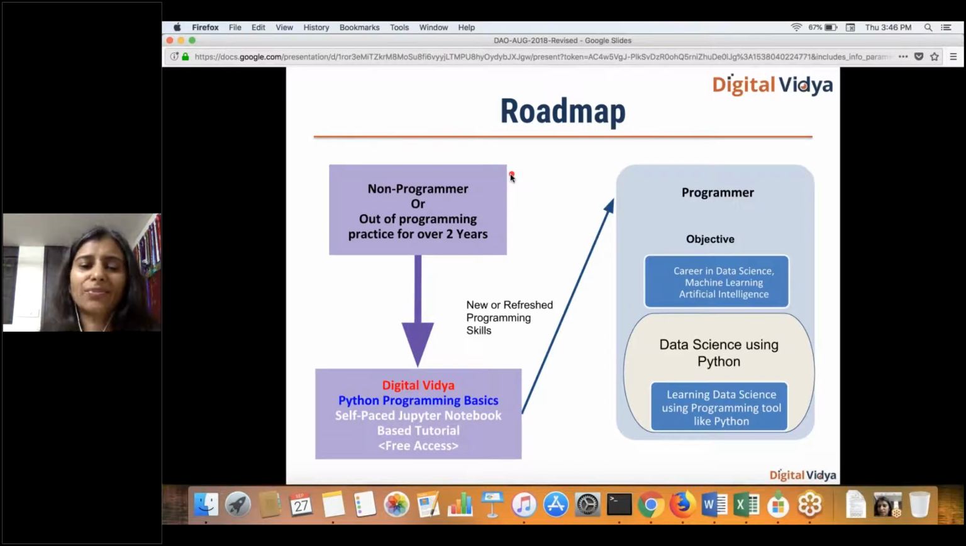So what we have at Digital Vidya, we have a very simple Python programming self-paced course. It is free for everybody. Just today, you should sign it up. You should start it. It's a self-paced, Jupyter Notebook-based tutorial. Jupyter Notebook is an editor where you type, you see the code, you see the output. So you have to learn by coding it. And once you have spent an adequate amount of time, you're confident, and you have dropped that you're a non-programmer, then you are ready to start doing data science, which requires programming.